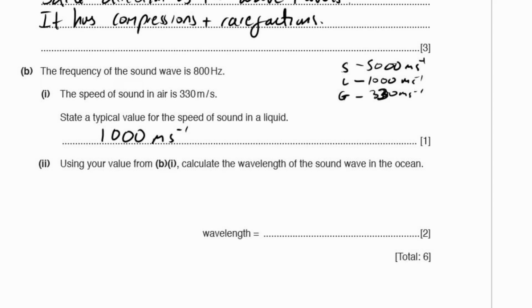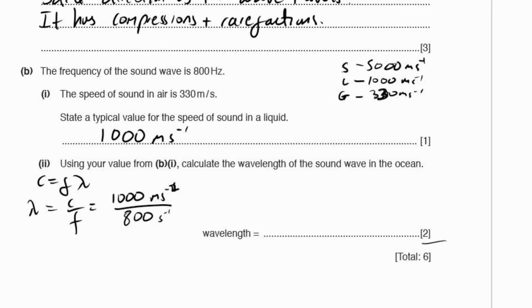Using your value from B1, calculate the wavelength of the sound wave in the ocean. Alright, 2 marks here. So remember our units, and let's use our c equals f lambda. We want to find lambda. So that's going to be 1,000 meters per second, oh, minus 1, it's not accelerating, divided by the frequency of the sound wave, which is 800 Hz. Just seconds to the minus 1, doesn't matter too much. And that's 1.25 meters.